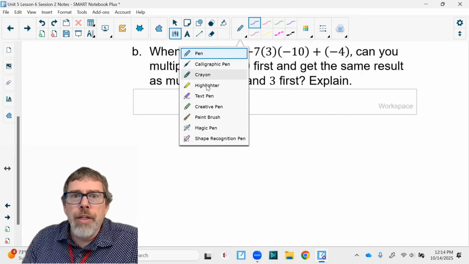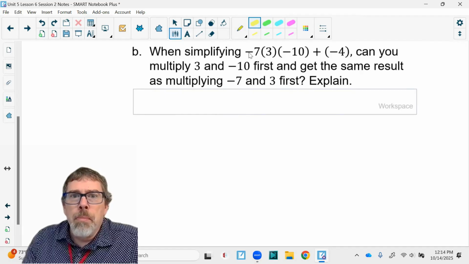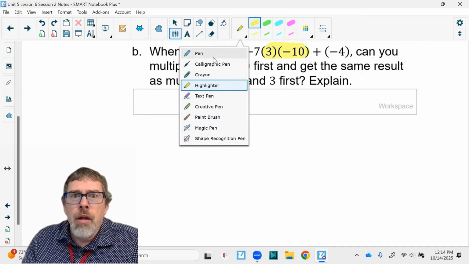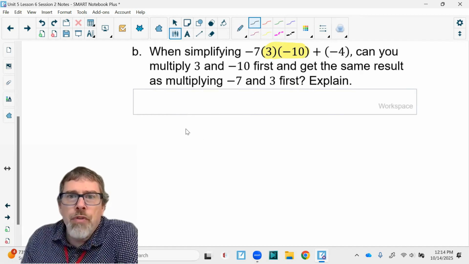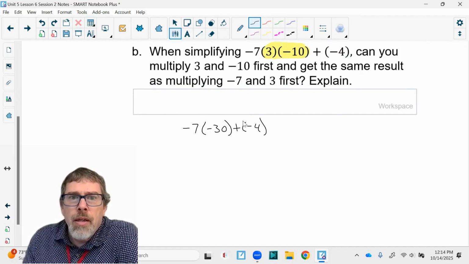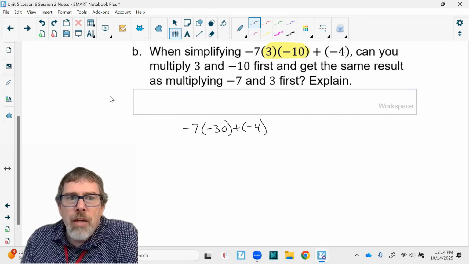So we're going to do this twice. It says when simplifying this, you can multiply 3 and 10 first. So they're asking us to do this first. If I do -7, 3 times -10 is -30 plus a -4. Okay. So we need to multiply. Remember, it's GEMDAS.